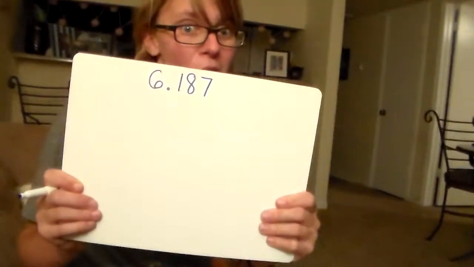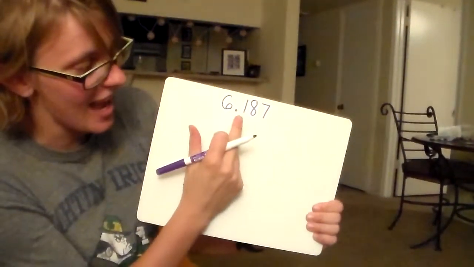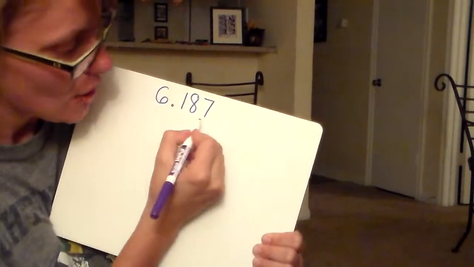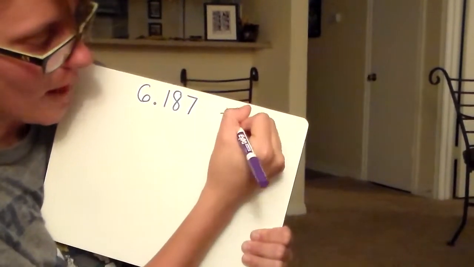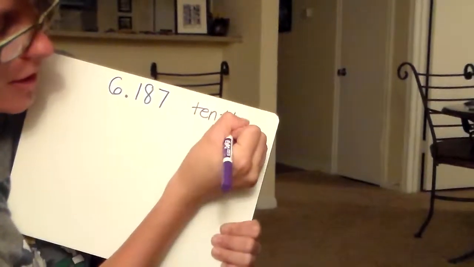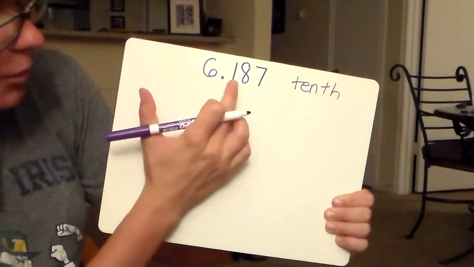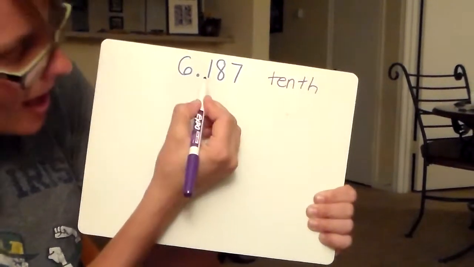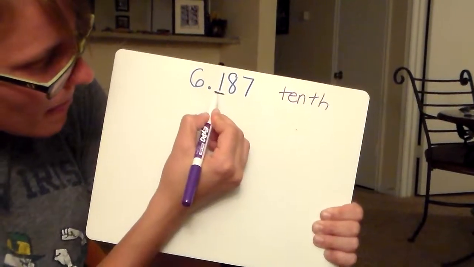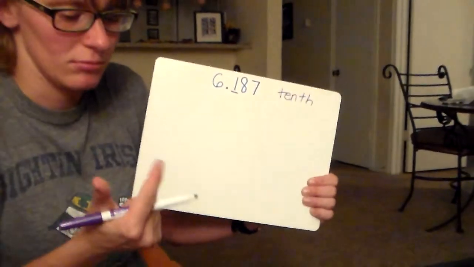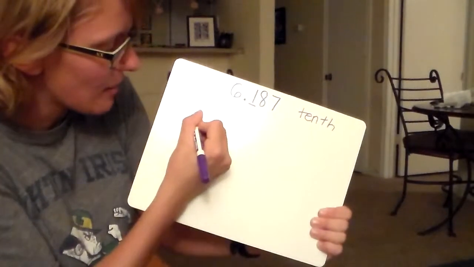Okay, we're going to try one more with a 5th grade topic, which is with the thousands. This is 6 and 187 thousandths. Okay, so this places the thousands, but we're still going to round to the nearest tenth. So once again, I'm looking at this number, 6.187, 6 and 187 thousandths, and I notice that the 1 is in the tenths place. Well, what number comes after 1? 2.